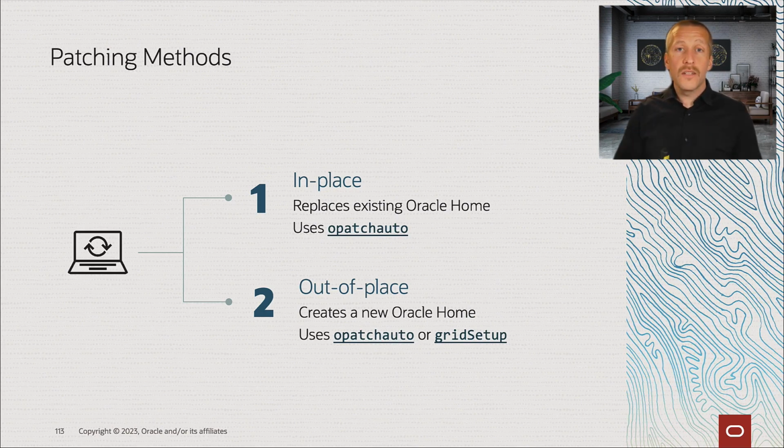When you have one instance down and you want to apply patches to the infrastructure, you can do it in two ways. Just like the database, we have in-place patching and we have out-of-place patching. When you do in-place patching, you use the opatch auto tool. But in contrast to that, we also have out-of-place patching. Again, here you can use the opatch auto tool. It has a dedicated command line parameter for out-of-place patching. But you can also deploy a brand new home with grid setup and then simply just switch the GI stack to that as well. So there are more ways of applying patches when you do out-of-place patching.